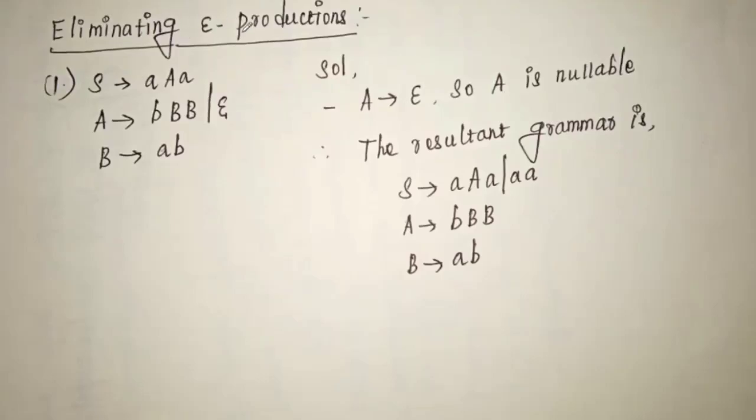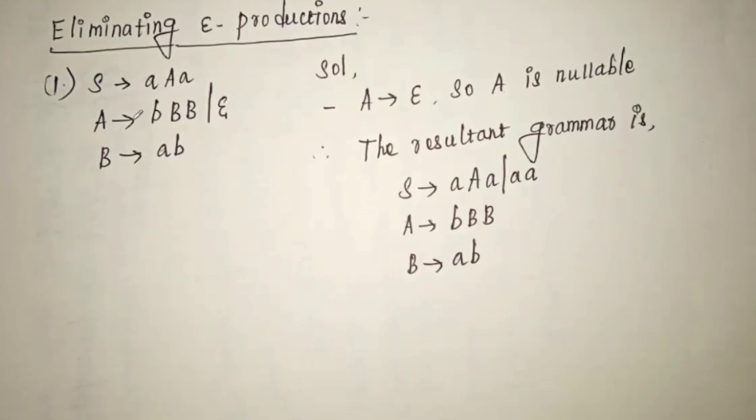We are going to discuss the elimination of epsilon production in the simplifications of context-free grammar. The given productions are S tends to a terminal symbol a, followed by non-terminal symbol A, then terminal symbol a. Next, A tends to terminal symbol b followed by non-terminal symbol B, or epsilon. Last one, B tends to terminal symbols AB.